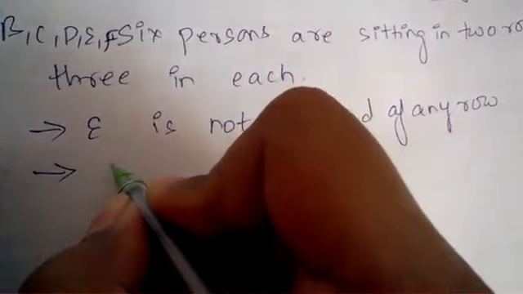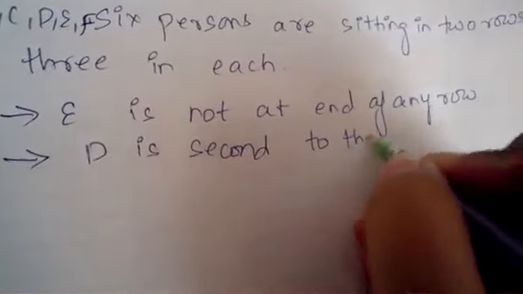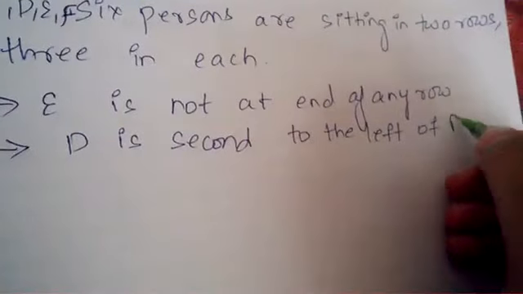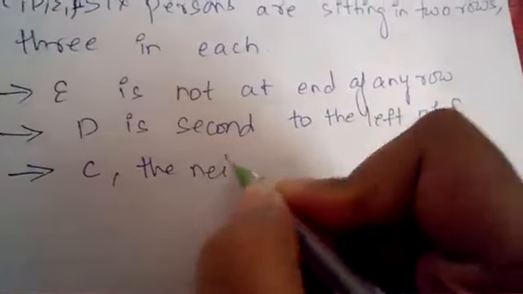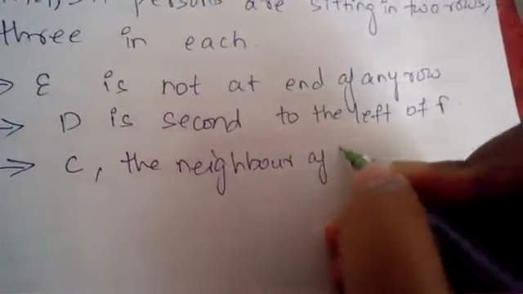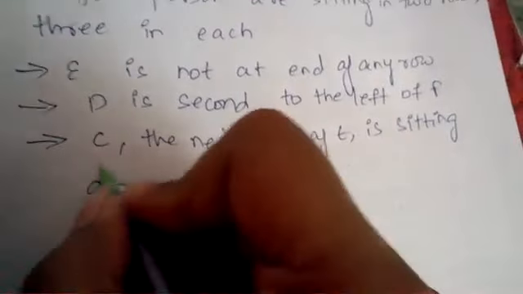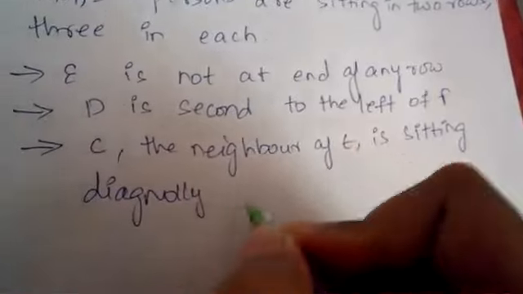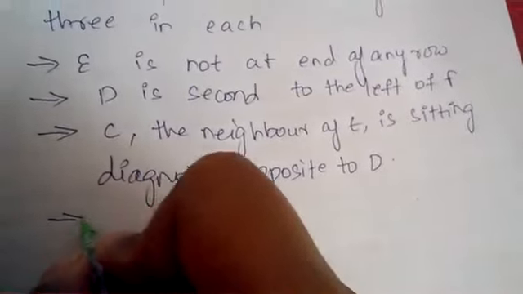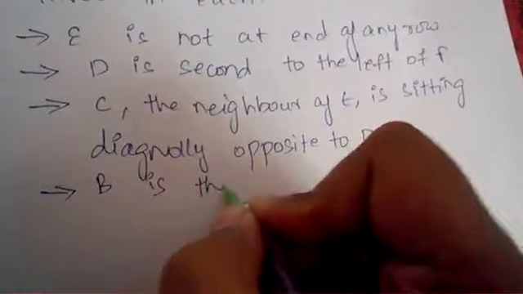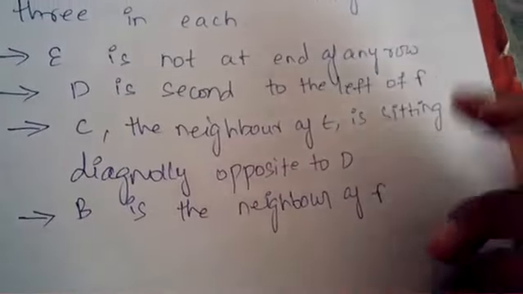Next condition is D is second to the left of F. Next, C, the neighbor of E, is sitting diagonally opposite to D. Next, B is the neighbor of F. Let's analyze this first.